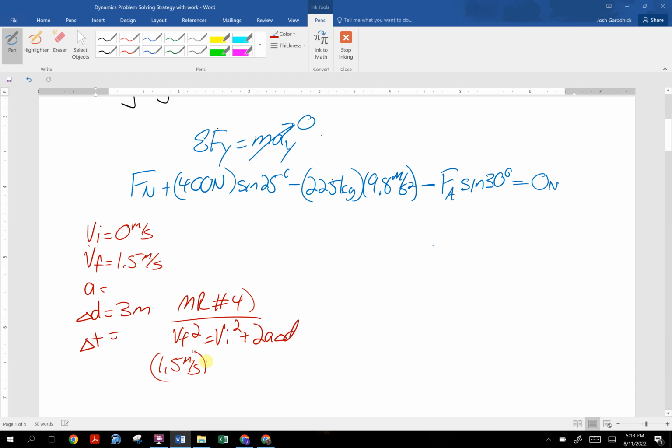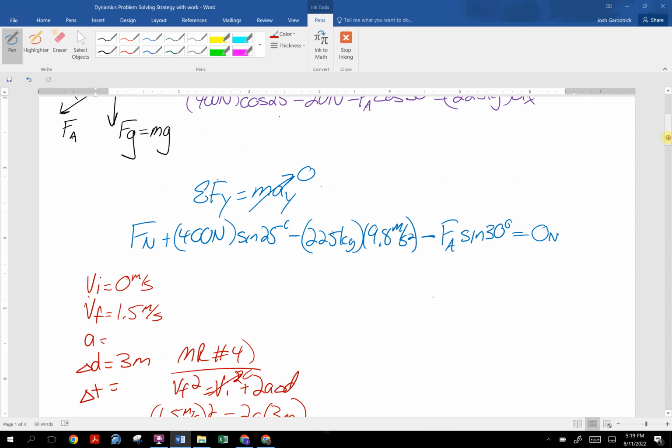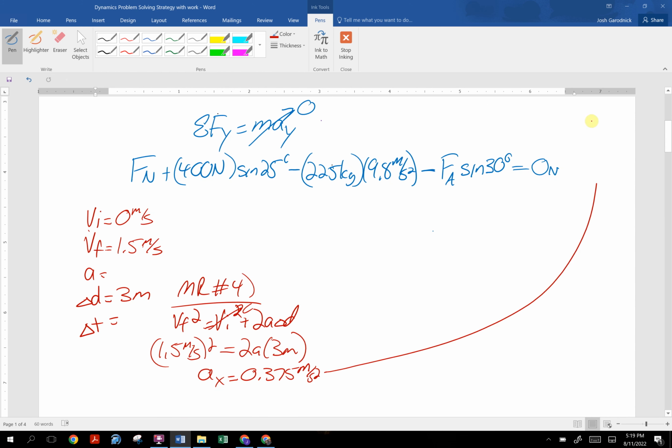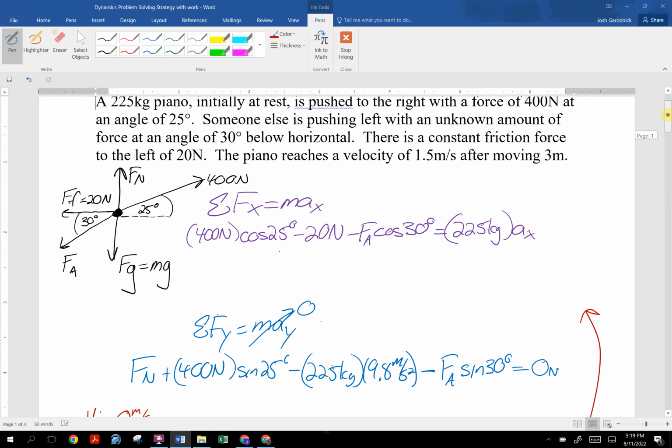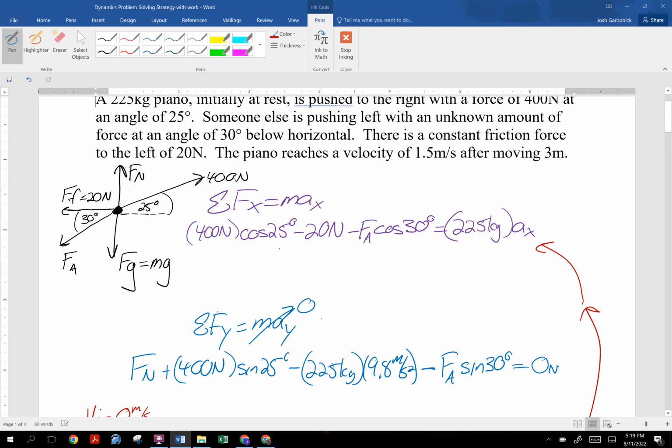1.5 meters per second squared. This is 0 equals twice the acceleration times the distance. Solving for the acceleration, which will be the horizontal acceleration, we get 0.375 meters per second squared. I can then take that and throw it way up here. Sorry that it's not all fitting on one page. After this, it's going to kill me to rewrite this.